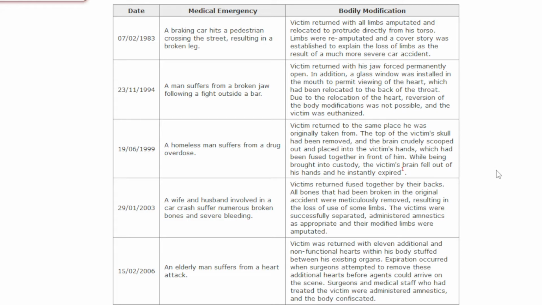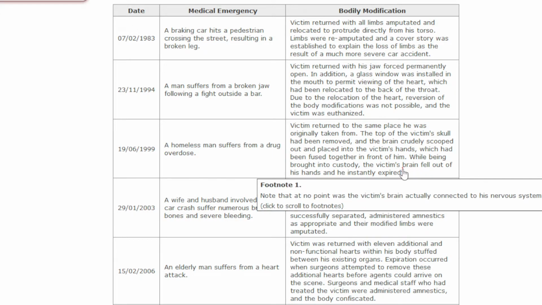A homeless man suffers from drug overdose. Victim taken to the same place he was originally taken from. Top of the victim's skull has been removed, brain crudely scooped out and placed into the victim's hands, which have been fused together in front of him. When being brought into custody, the victim's brain fell out of his hands and he instantly expired. At no point was the victim's brain actually connected to his nervous system.